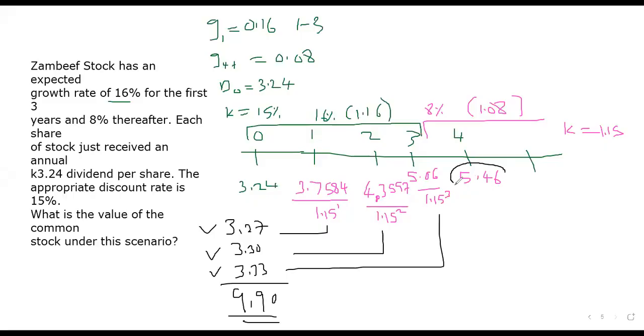How do we treat this one? Who remembers? We use the Gordon model. V3 is D4 over K minus G. So what is our D4? 5.46. What is our K? 15%, so 0.15. And what is our growth rate for the second phase? 8%, 0.08.